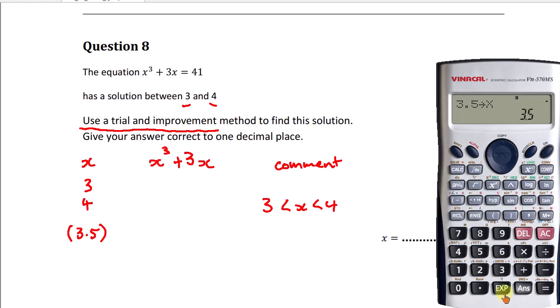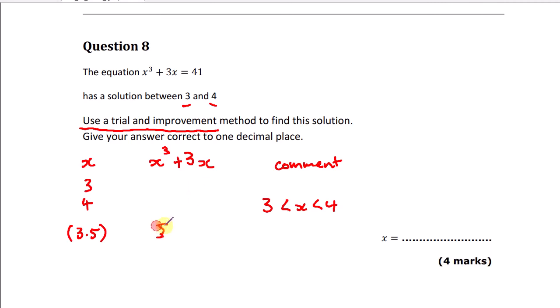Most scientific calculators will allow you to do what I'm showing you. If yours doesn't, you may need a different calculator, or you've got to type all the numbers in when I type x. So let's type my formula in. So it's alpha x to the power of 3, plus 3 times x. Now if you're doing it with numbers, you would have to put the times in, but this will calculate me a value for 3.5. That's 53.375.